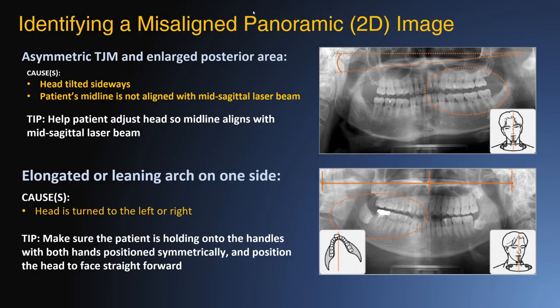Elongated or leaning arch on one side. The cause of this is that the head is turned to the left or the right. To fix this, make sure that the patient is holding onto the handles with both hands positioned symmetrically and position the head so the face is straight forward.